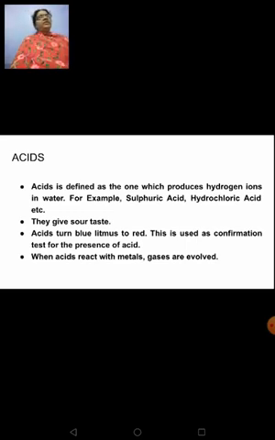If it's a base, when you bring red litmus paper in contact with the base, it turns blue. If it's a blue litmus paper, when it is brought in contact with the base, it remains blue. Similarly, a red litmus paper, when it is brought in contact with acid, it remains red, whereas if it is a blue litmus, it turns red.